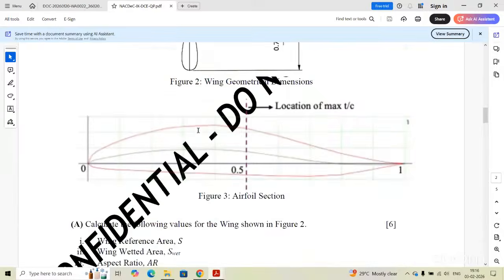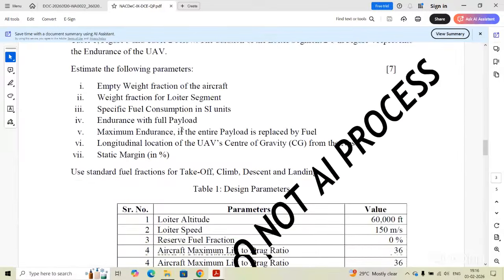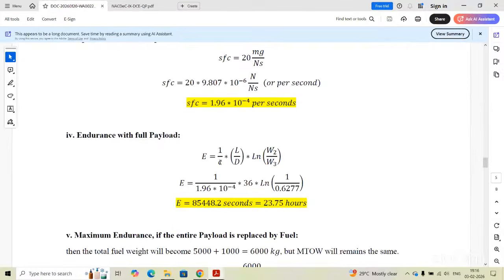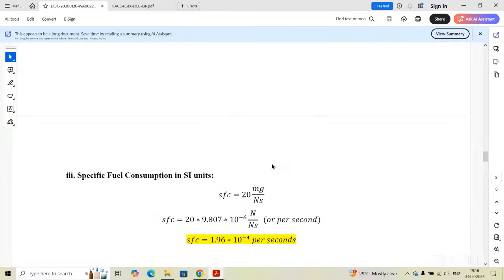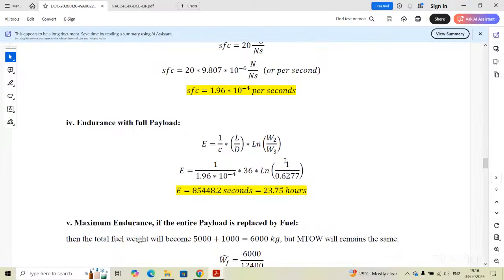Yes. So for this category of UAV, you have to use this formula for the loiter segment to calculate the endurance, which is nothing but 1 by specific fuel consumption, L by D, and ln of the weight ratio of that loiter segment, but in reverse, like 1 by that weight fraction. So we have already obtained this weight fraction of W3 by W2.